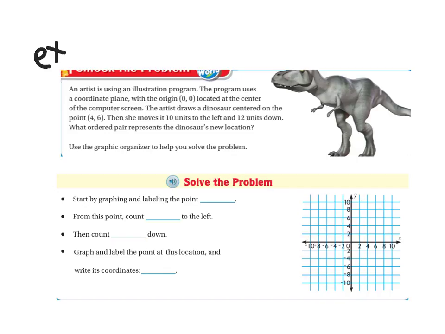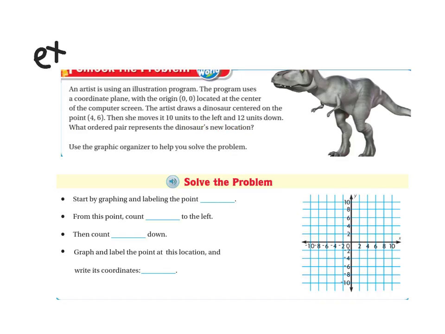So if there's an artist and they're using an illustration program, okay? Illustration is pictures. The program uses a coordinate plane with the origin located at the center of the computer screen. The artist draws a dinosaur centered on the point 4, 6. Then she moves it 10 units to the left and 12 units down. What ordered pair represents the dinosaur's new location?